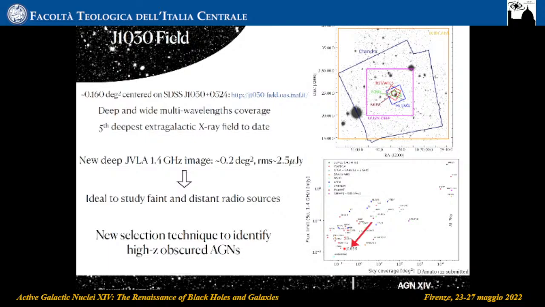In order to do that, a very promising field to look for obscured AGN at high redshift is the J1030 field. I'm a J1030 guy, and as Marco Mignoli presented this morning, the J1030 field has been imaged in both optical and near-infrared, is covered by an IRAC mosaic, and has been observed also by AzTEC in the millimeter domain. Most importantly, thanks to the 500 kilosecond Chandra image, it is the fifth deepest extragalactic X-ray field to date. Moreover, a new deep JVLA 1.4 GHz observation has recently been performed, covering the whole field and reaching an RMS sensitivity of 2.5 microJansky, enabling a very sensitive search for obscured AGN and in general faint radio sources.